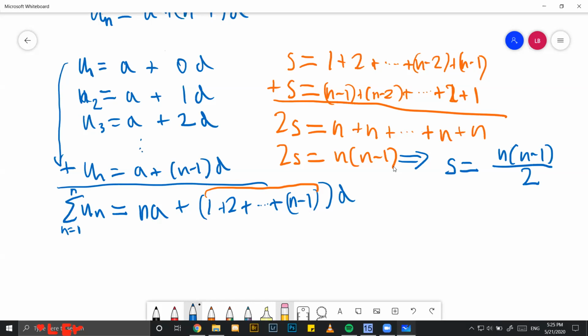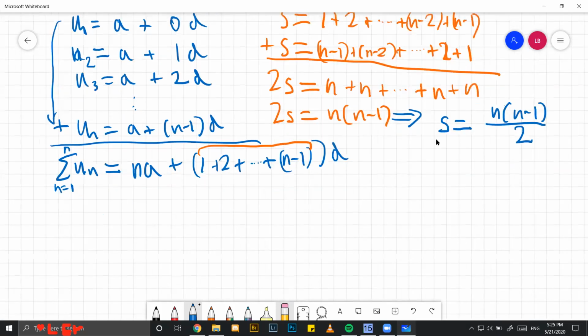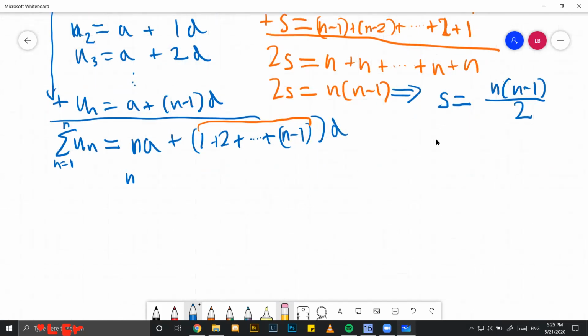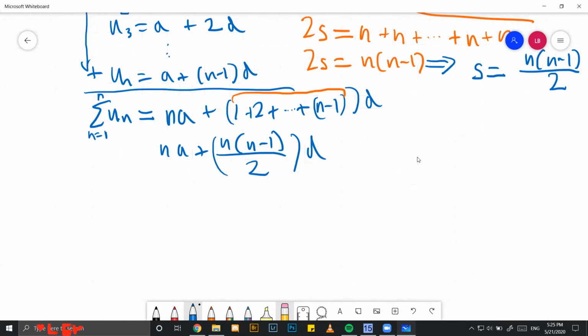And now we can go back to our original sequence over here where we're trying to simplify. So we get na plus n times n minus 1 over 2 times d. Now, a weird thing that the formula booklet does is that this is a closed formula. We've basically done it. But there's some factorizing to do, some simplifying to do.